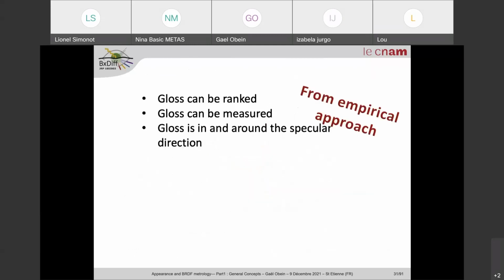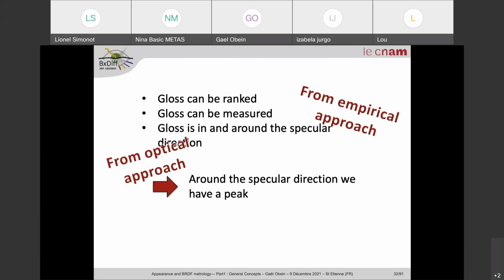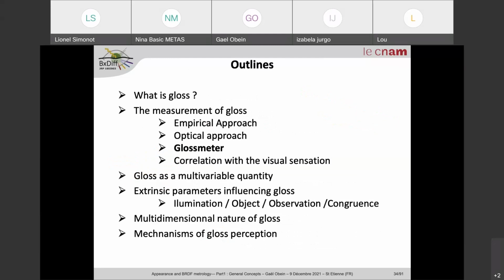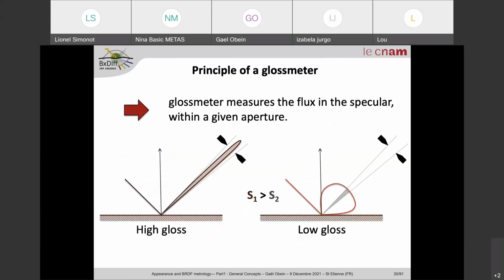So where are we now? Gloss is around the specular direction from the optical approach. We know that around the specular direction, there is a peak. And so if we want to measure gloss, we will try to measure the specular peak, in fact. And then we'll see what happens. So that's what the gloss meter does.